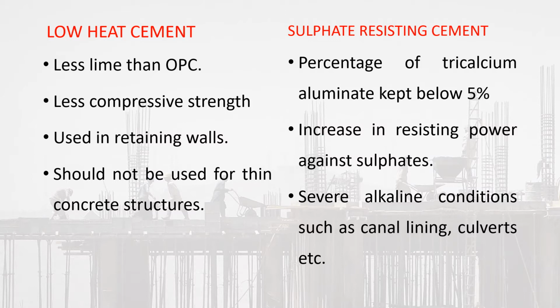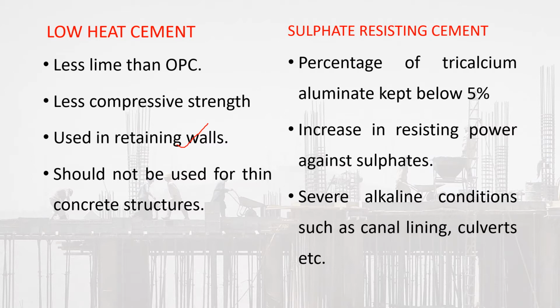It also has less lime content than ordinary Portland cement, thus it possesses less compressive strength, and this cement is widely used in the construction of retaining walls. The drawback of low heat cement is that it should not be used for thin concrete structures.